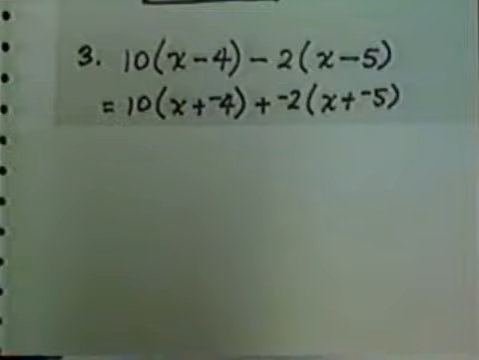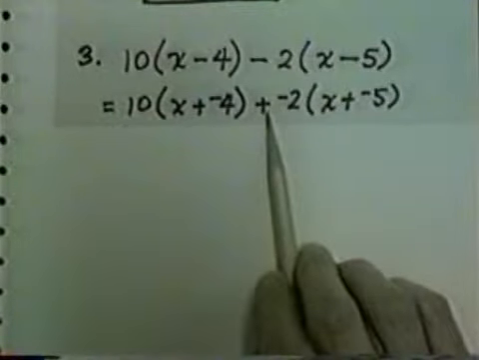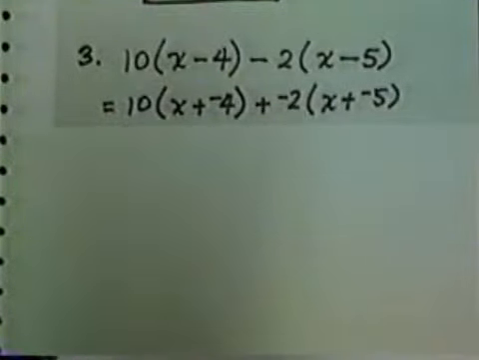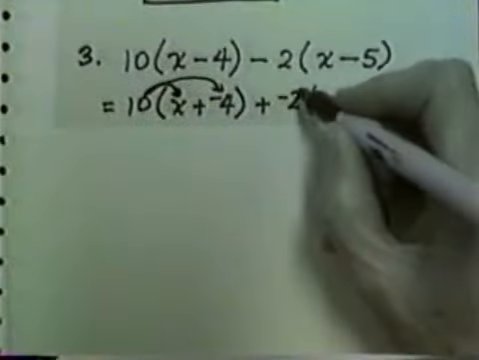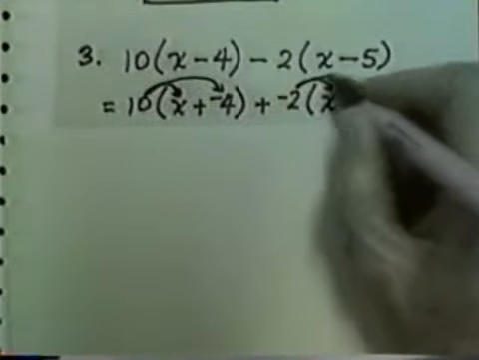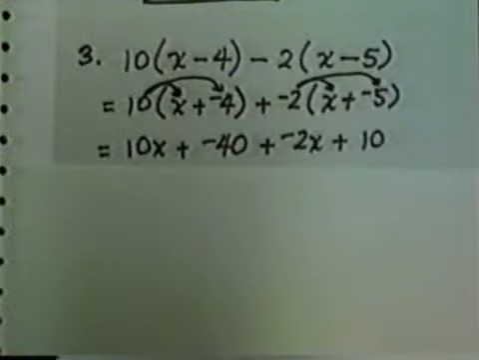Now we're ready to distribute. Notice that with the operations indicated, multiply, add, and multiply, we multiply before we add. We're ready to distribute 10 through the parentheses beside it. We're ready to distribute -2 through the parentheses beside it. Now we write 10x plus -40 plus -2x plus 10.